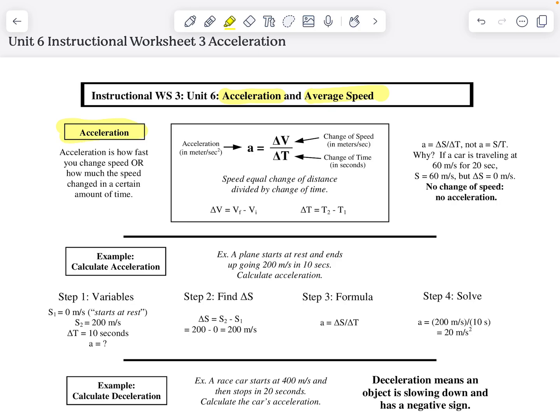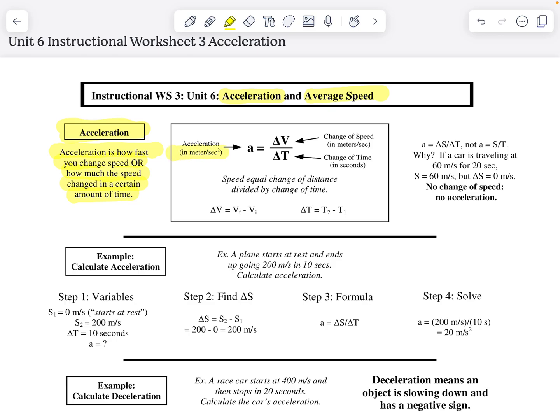First of all, let's define the term acceleration. Acceleration is how fast you change speed. Or another way to say this is how speed changed in a certain amount of time. So let's look at acceleration.